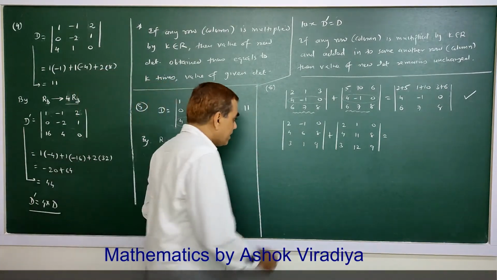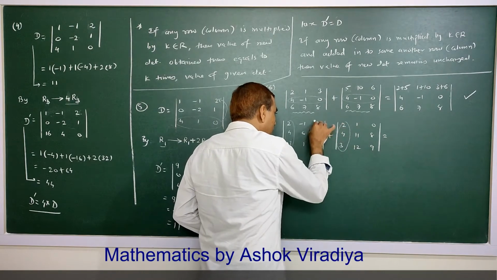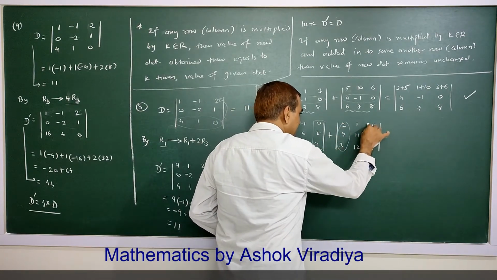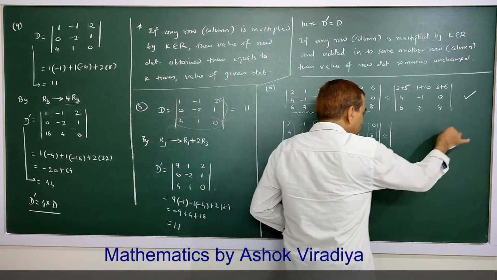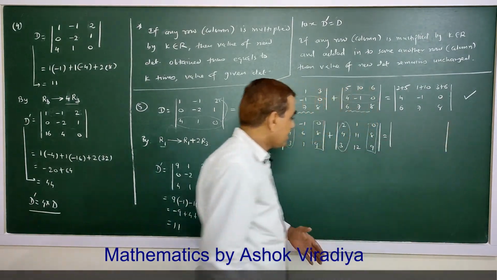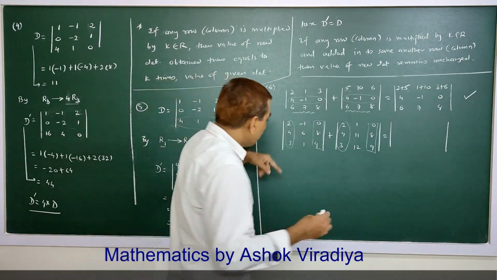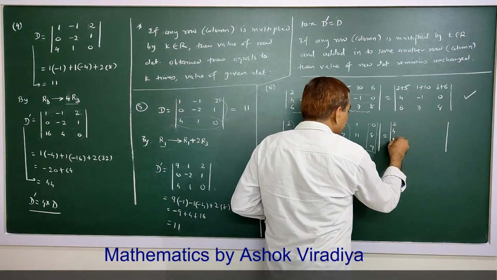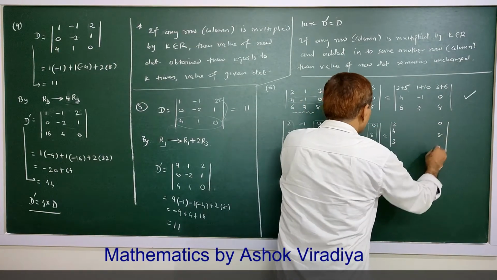In these two determinants, the first column is the same, and the third column is the same. Any two lines must be the same. Whatever columns and rows are the same, keep them unchanged. So 2 4 3 we keep as it is. We don't add similar columns or similar rows.